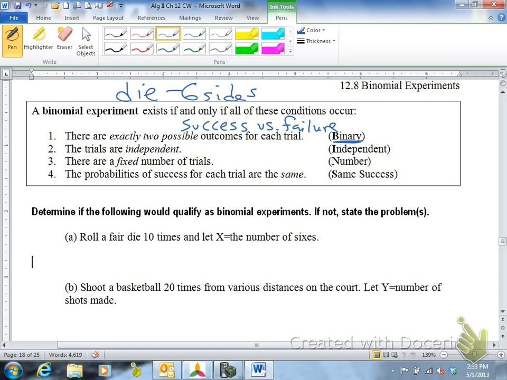So the letters that I use are BINS, B-I-N-S, which is kind of short for binomial experiment. And it just helps me remember what the 4 things are. Binary, independent, number of trials is fixed, and then S is success. The probability of success is the same.